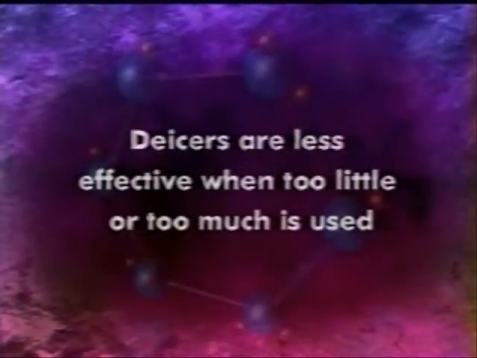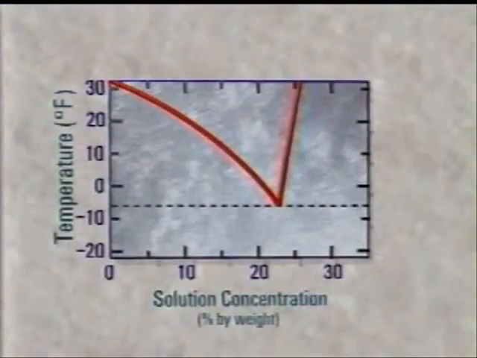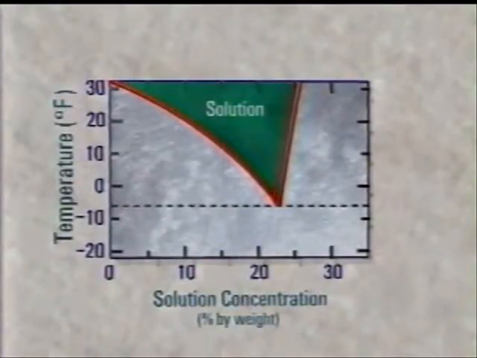Like antifreeze, de-icers are less effective when too little or too much is used. The phase diagram best illustrates this and provides important principles that come into play every time you are out on the highway applying rock salt or brine. Anytime you apply salt, and the combination of solution concentration on the roadway and road temperatures fall into this green area, you have applied the right amount of chemical and the melting of ice will take place.